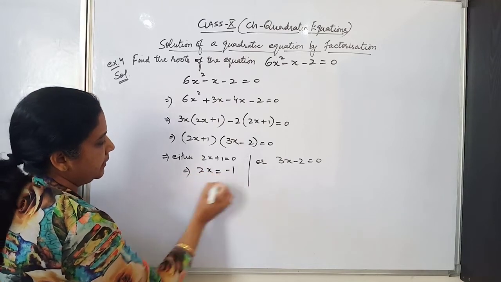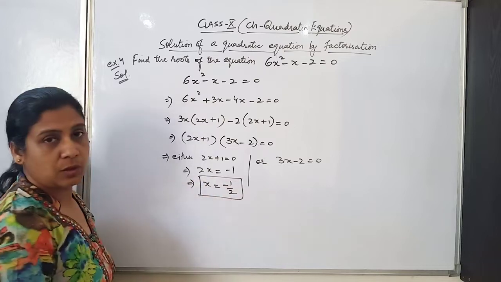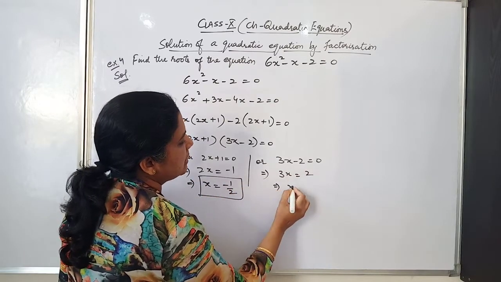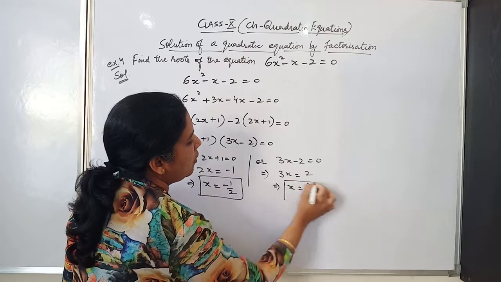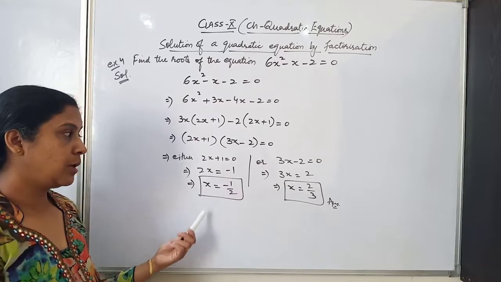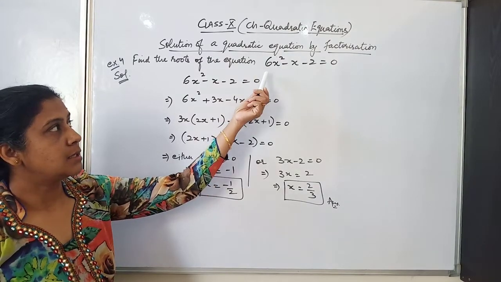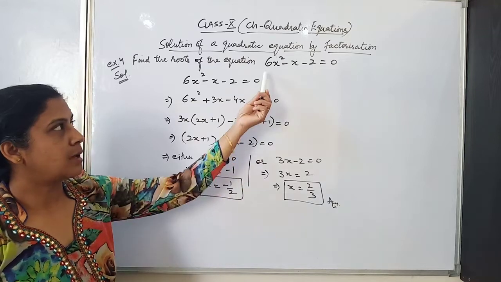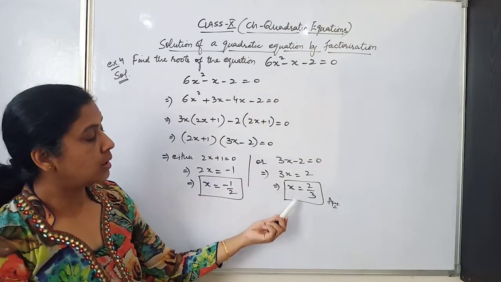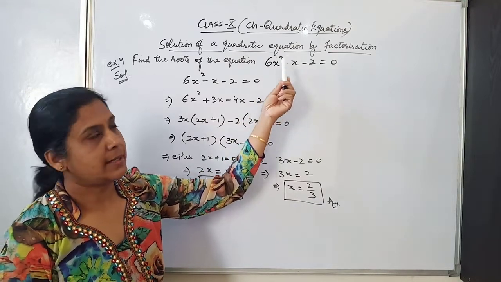This side gives us one value of x and the another side will give us the another value of x. So these are the answers. If you want to verify whether you have done it correct or not, you can put it in the given equation. LHS value when you put x is equal to minus half should come out to be 0, or you are checking for x is equal to 2 by 3. So you can put this 2 by 3 in LHS in place of x and it should come out to be 0.